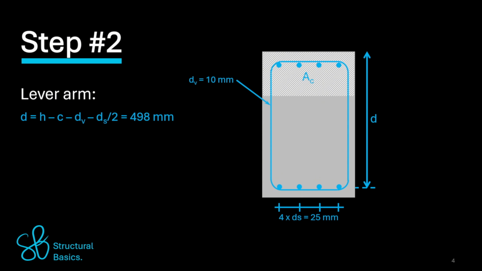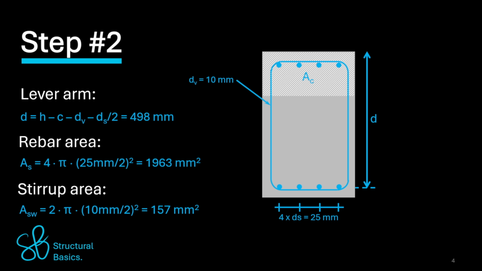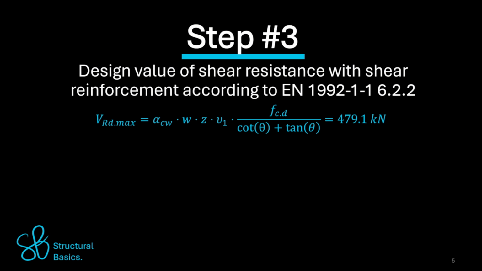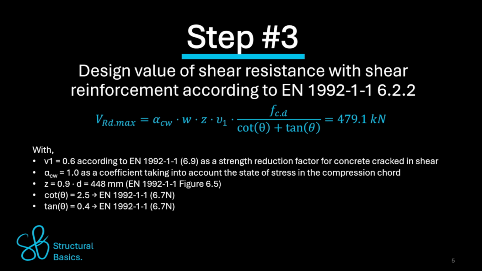From the picture, we see that we use 4 longitudinal rebars, which have an area of 1,963 square millimeters. The cross-sectional area of one stirrup with a diameter of 10 millimeters with 2 vertical rebars is calculated as 150 square millimeters. The design value of the shear reinforcement for members requiring shear reinforcement is calculated as 479.1 kilonewton with the following properties.